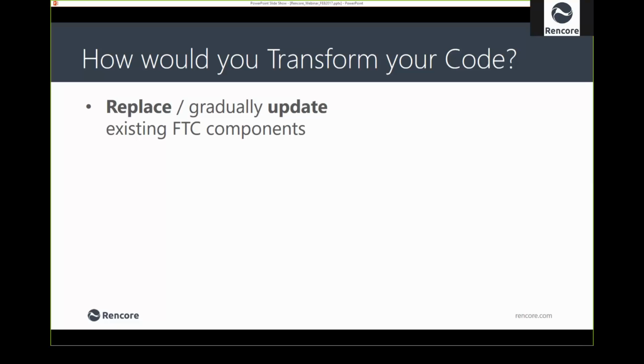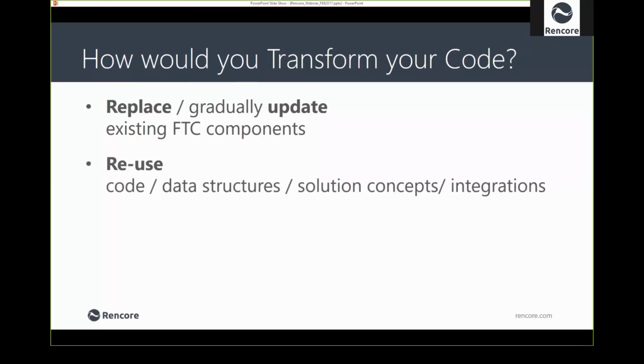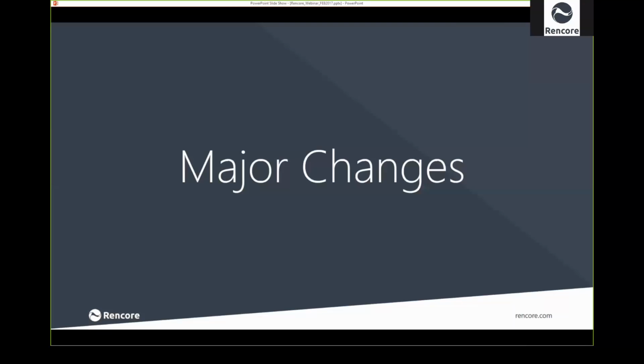Basically you could gradually upgrade your existing full trust components or your full trust solutions one by one to client-side code. That is a way. You can again reuse parts of your code, especially those that comprise your business logic, reuse the data structures, the concepts and the integrations with external systems. Most likely the integrations with external systems are based on .NET code. That doesn't change. If you build your client-based solution, your client object model-based solution in C#, you can just reuse that same code. Major changes.